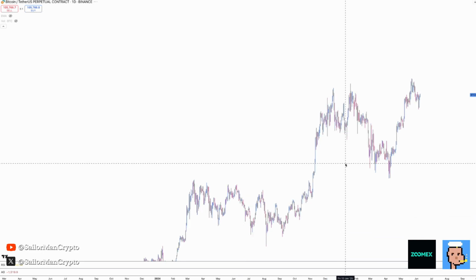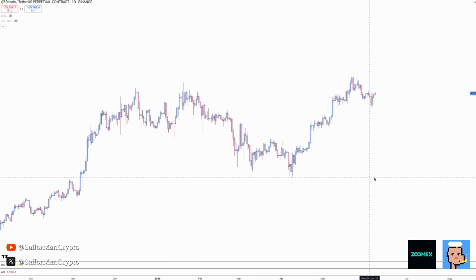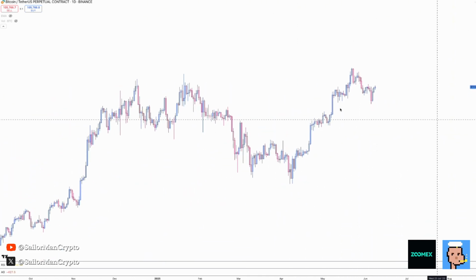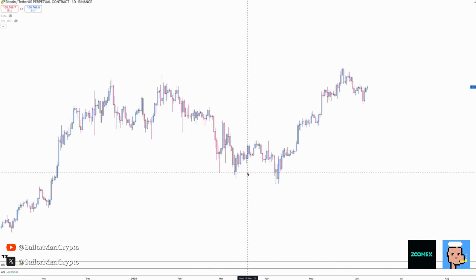So just to show you another example that in this case was a little bit, let's say, not so clear, is this one that was the bearish.